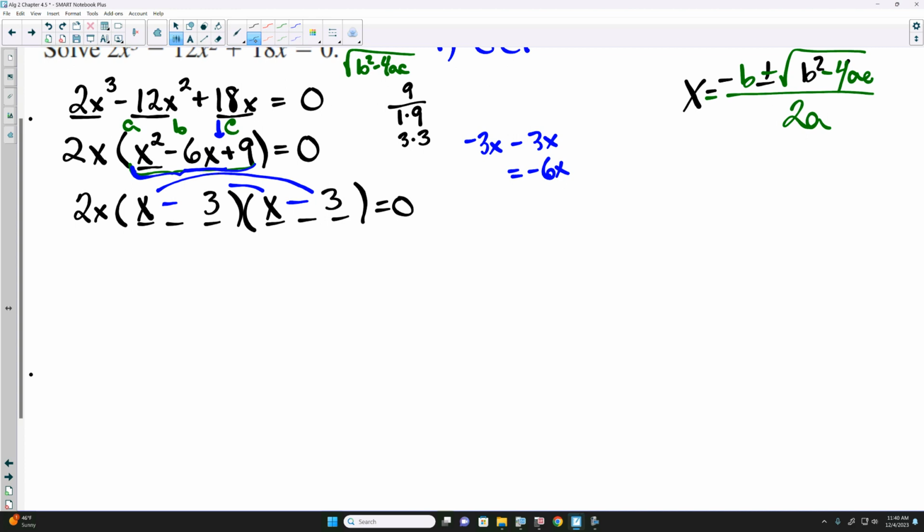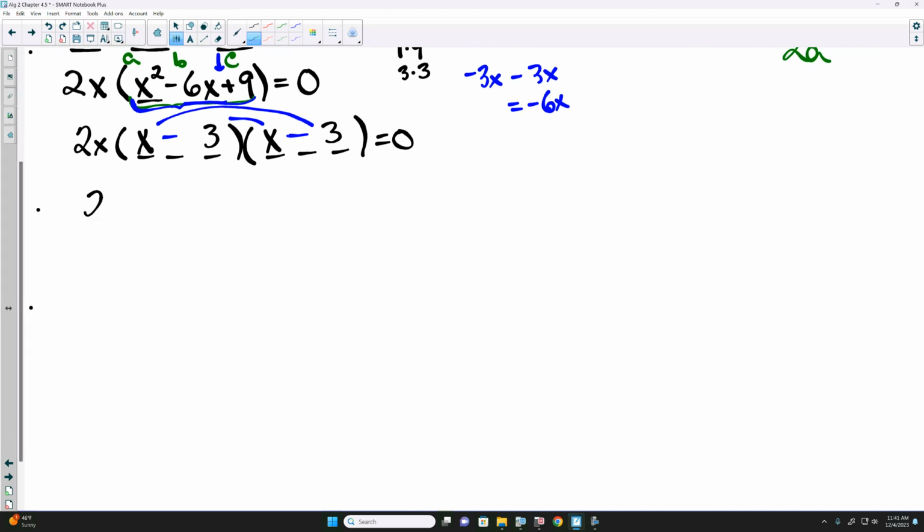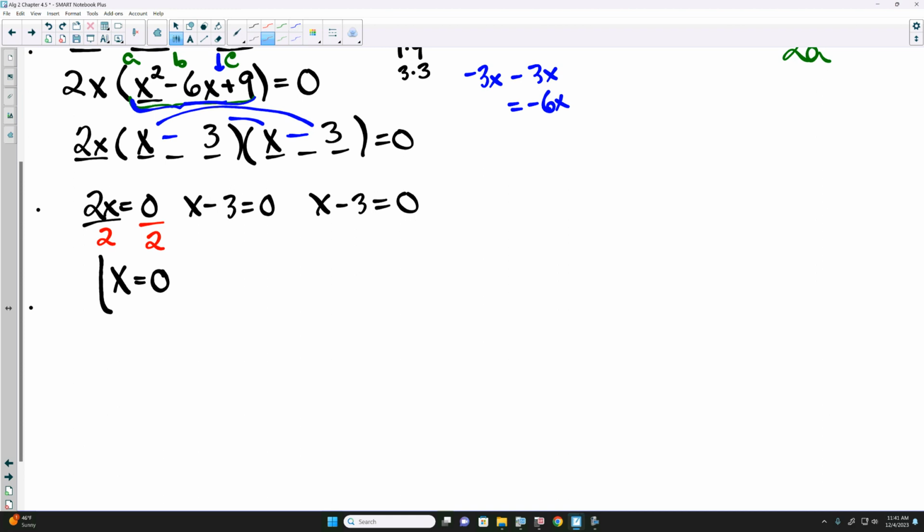Now at this point, we have 3 things multiplied together equal to 0, so one of them must be 0. Either 2x is equal to 0, x minus 3 is 0, or x minus 3 is 0. Now for the first one, 2x equals 0, we need to solve this for x. We can do that by dividing both sides by 2. 2x divided by 2 is just x. 0 divided by 2 is 0. So one of our solutions is that x is equal to 0.